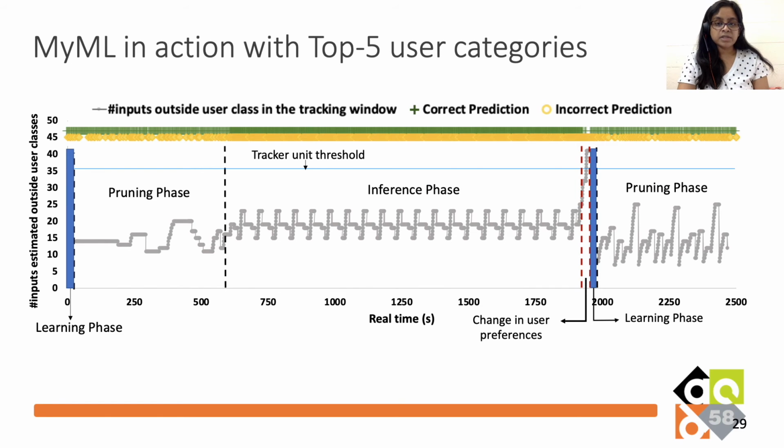Here is a real-time plot for MyML. So once the model is created, it is deployed in the inference phase, which is usually very long, and the collaborative edge system is able to catch the change in user preferences because the number of inputs estimated outside the user classes has crossed the tracker unit threshold. That's when we quickly discard the user model and go back to the learning phase to build a new user-specific model.